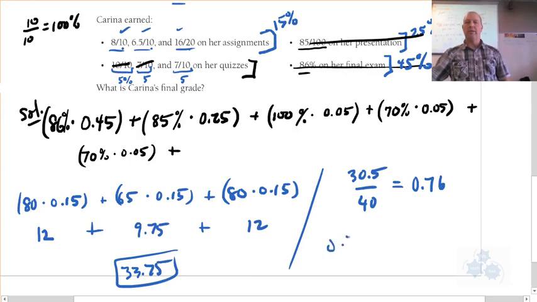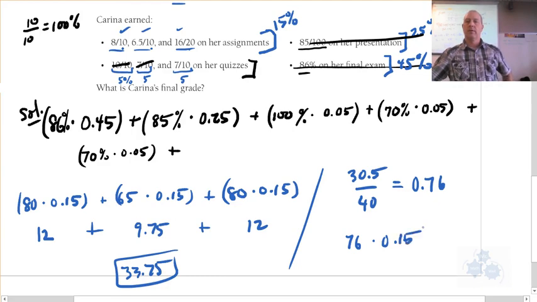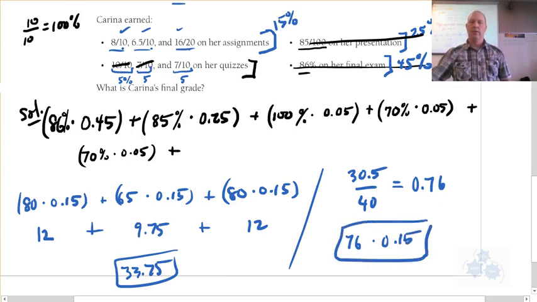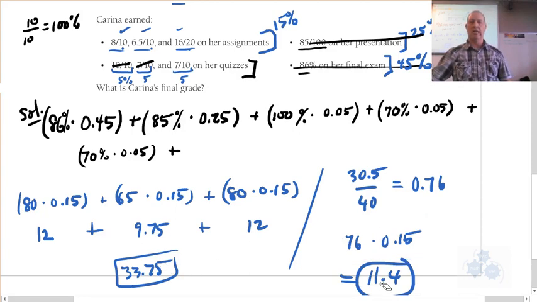Okay. Now, that is the average percent. So what about 0.76 times 0.15? What do you get there? Okay, so, sorry, that is what? 11.4. So these numbers are quite different, aren't they? They're quite different. So we can't do each one being worth 15%. So that one's off the board. We can't do this one.